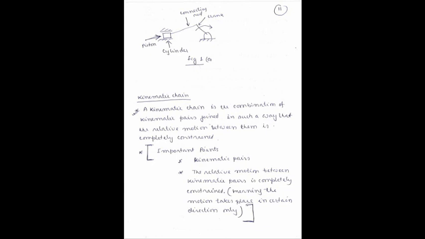So important points here to remember are kinematic pairs. A kinematic chain consists of kinematic pairs and it's a combination of kinematic pairs actually. Now the next point is the relative motion between kinematic pairs is completely constrained. Relative motion takes place in a definite direction.